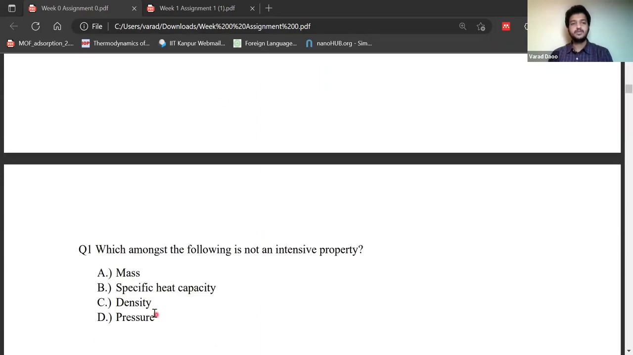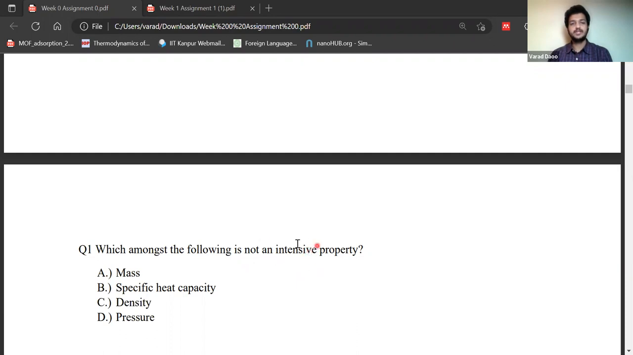The first question which we are going to discuss is, which among the following is not an intensive property? We have 4 options here, and out of these, one option is correct. It's a single MCQ type of question. Remember, it's not an intensive property. That means we want a property which is not intensive.